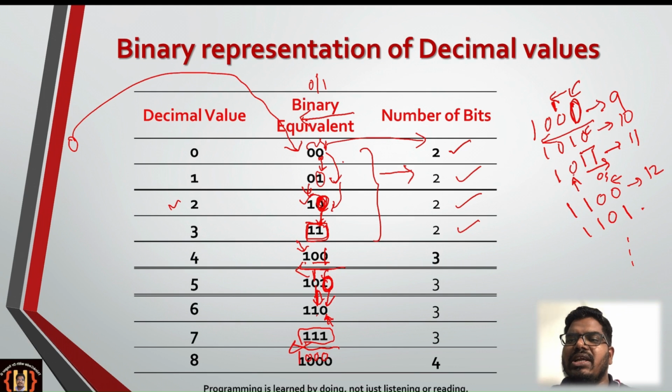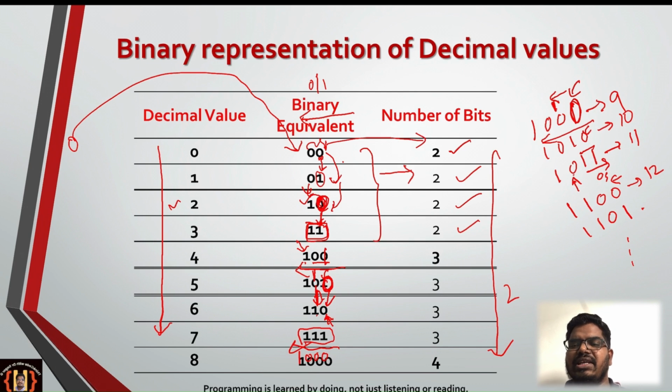Now what's the point I am trying to tell you is, as you increase the decimal value, the number of bits required are increasing. That point you remember. So this decimal is equivalently converted to binary like this, and that binary information is stored in the computer. Okay.